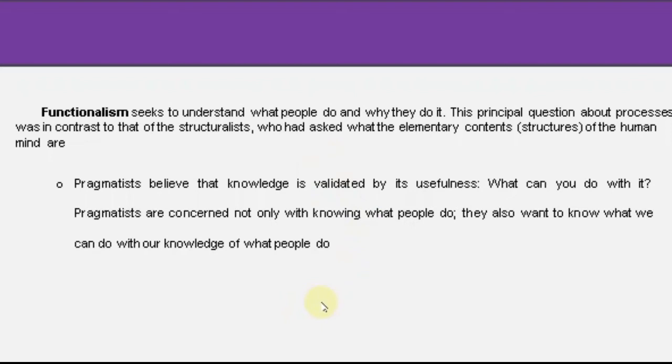Okay? These pragmatic people believe that knowledge is validated by its usefulness. What can you do with it? Okay? Pragmatists are concerned not only with knowing what people do, they also want to know what we can do with our knowledge of what people do. Okay? So, sinasabi ng mga pragmatists na hindi lang ito sa kung ano ang alam ng isang tao, pero sinasabi din ito na ano pa ba ang magagawa ng isang tao. Okay? That is what pragmatists believe.